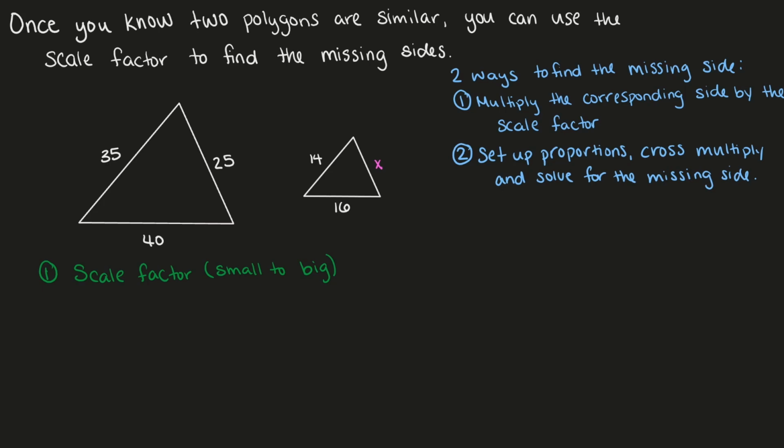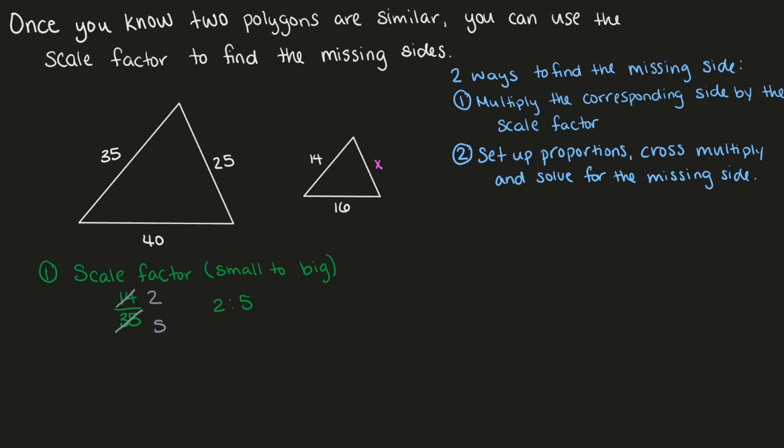14 corresponds with 35. So we'll set up that proportion, that fraction, 14 over 35. Simplifying that, 14 and 35 have a common factor of 7. So if we take 7 out of 14, we get 2, and if we take 7 out of 35, we get 5. So our scale factor is 2 to 5, small to big.